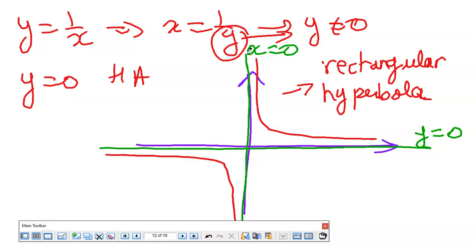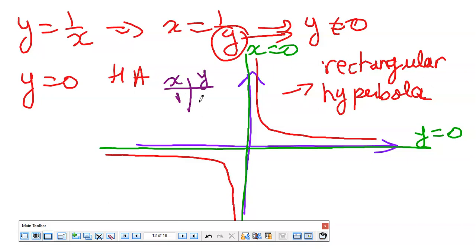I need to draw x equal to 0. I have it here. It's a vertical asymptote. y equal to 0 is a horizontal asymptote. And you can draw it by taking points. I already did it, but you can just take points, replace, and graph it. Let's change the color.